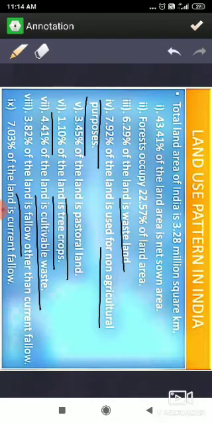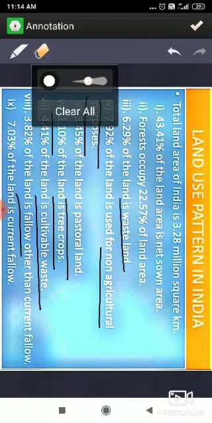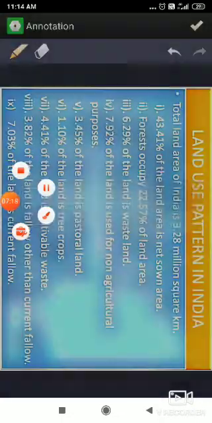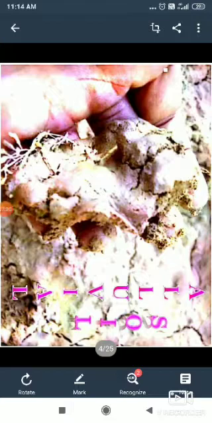So these are a few of the categories that we can count in the land use pattern of India. I hope you have understood this. Now moving to the next point, that is types of soil.